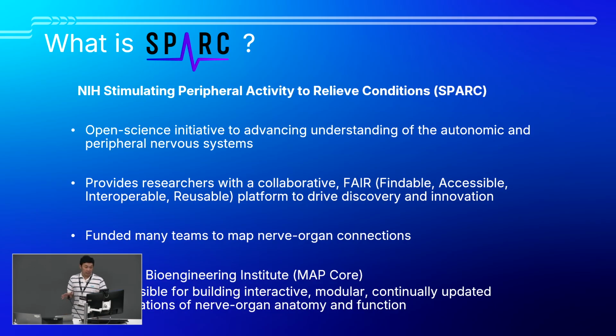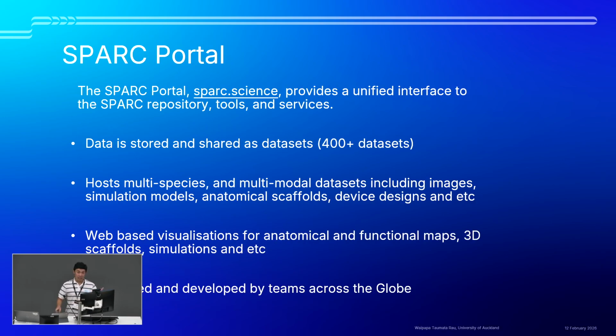And here in Auckland, at the Auckland Bioengineering Institute, what we are responsible for is to build an interactive, modular, continually updated visualization of nerve organ anatomy and functions. So we have a lot of data, and we need to transform it into something that we can present on the web. So that's what we have done at the ABI. To do that, we have this SPARC portal, SPARC.science. It provides a unified interface to the SPARC repository tools and services.